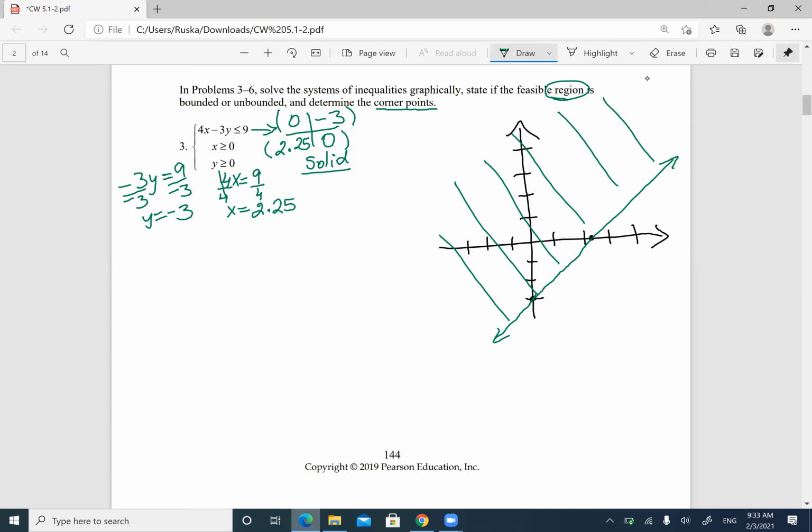And also, if you want, you can pick a point. So if I pick 0, 0 to check, if you want to double check. When I replace x with 0, y with 0, I'm going to get 0 is less or equal to 9, which is true, right? So I'm going to shade in the side of 0, 0. So it's still above. Okay. So we shaded the first one, we graphed the first inequality.